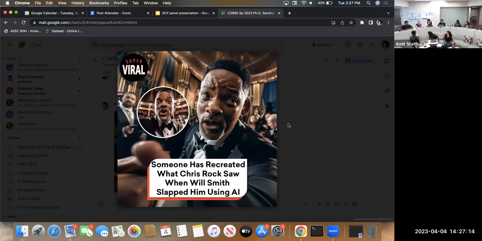So this is being generated by AI. Somebody asked what Chris Rock saw when Will Smith slapped him, using AI. You talked about DALL-E. This is Midjourney 5. Okay. And this came out yesterday.